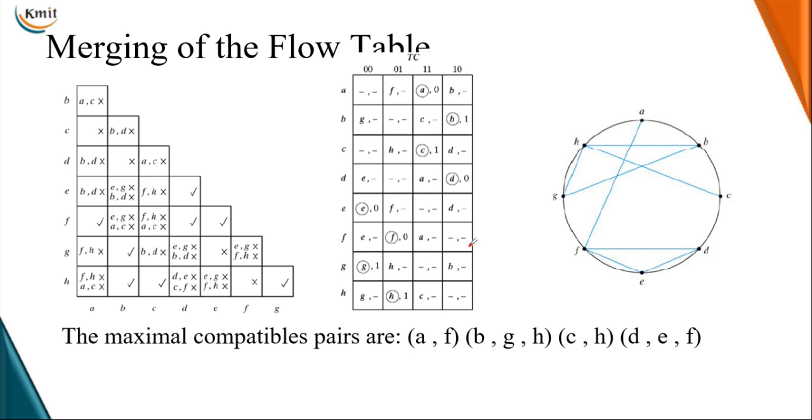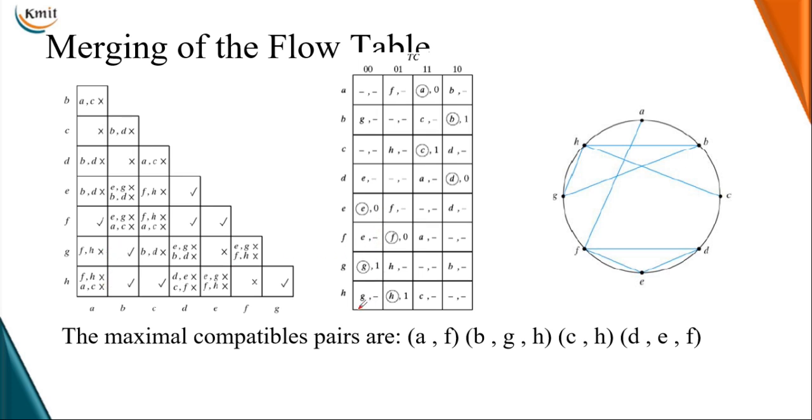So both are compatible, hence a tick mark is provided on AG. AG is compatible if and only if FH are compatible. So here we have to check for FH. We just wrote that if FH are compatible, then only it will be compatible.